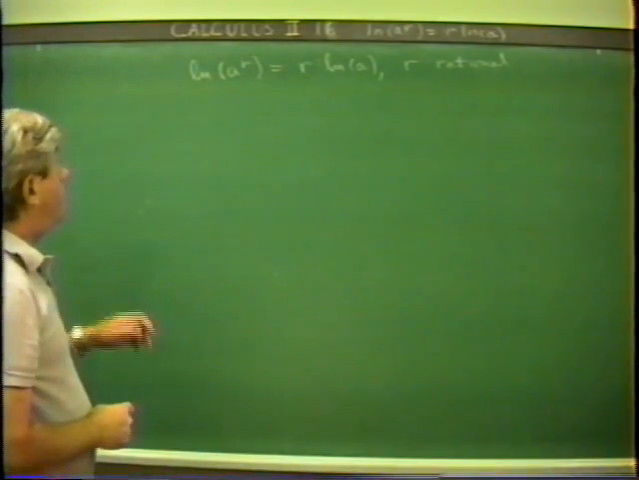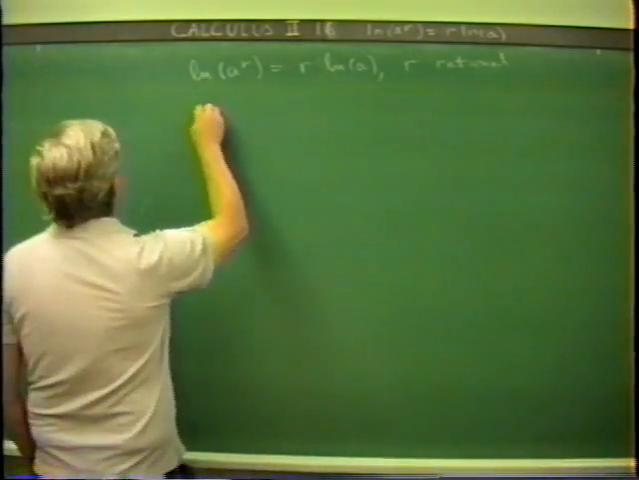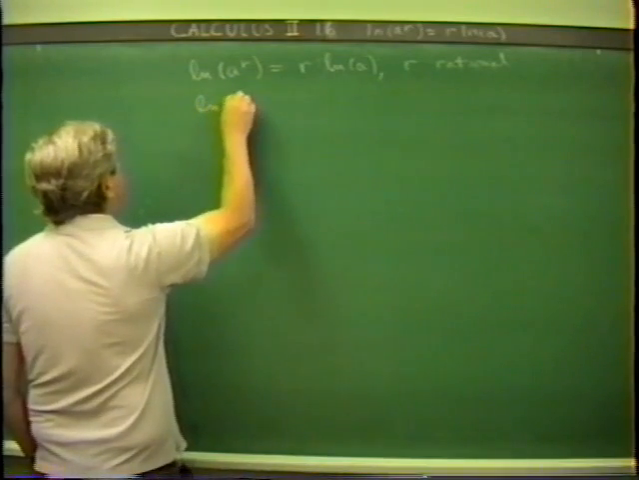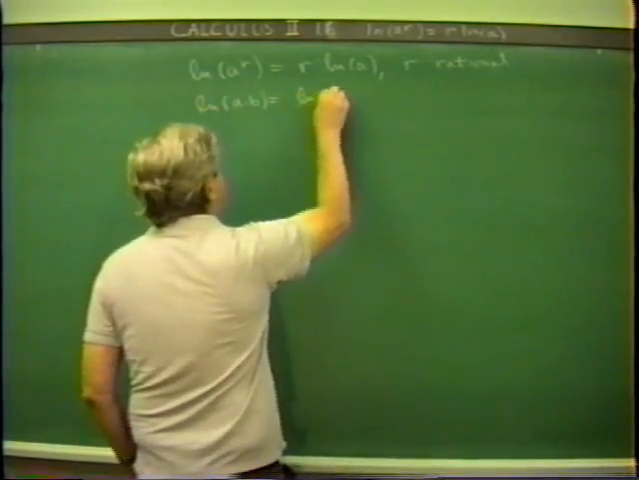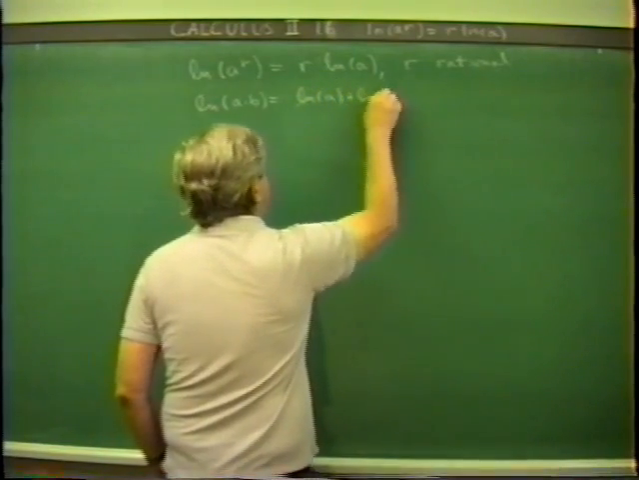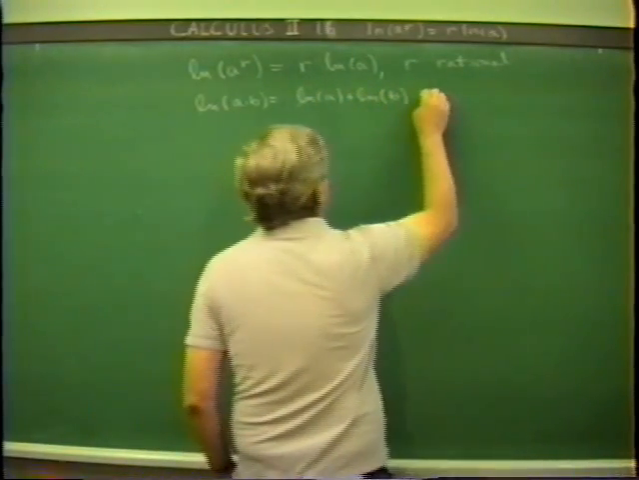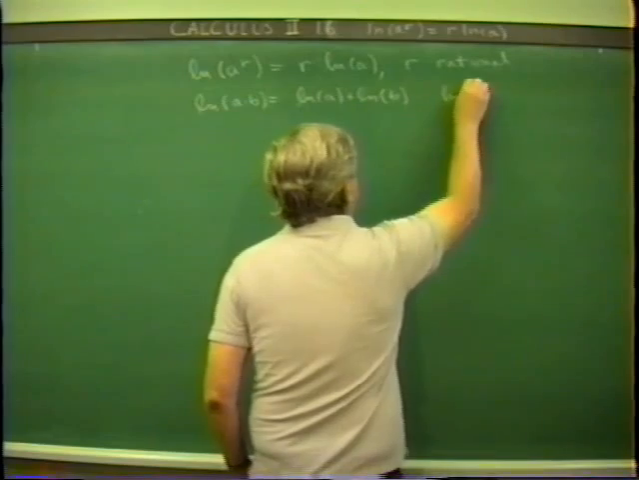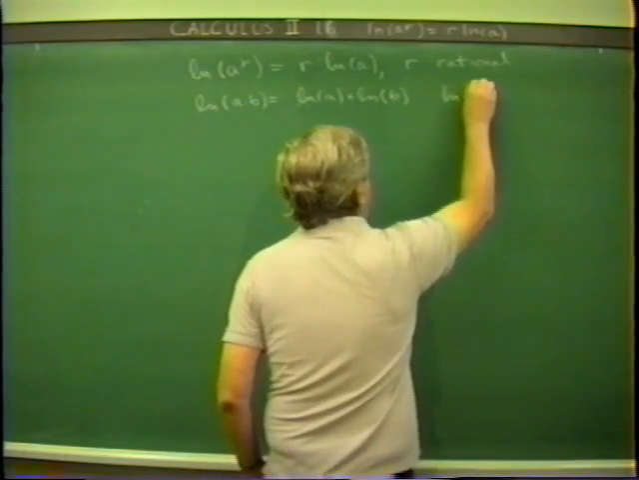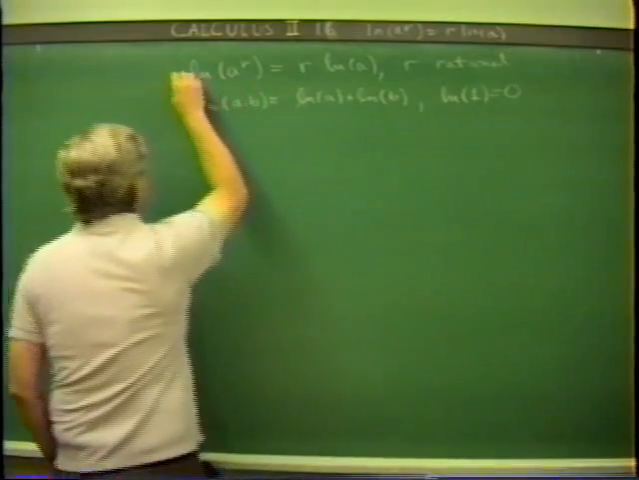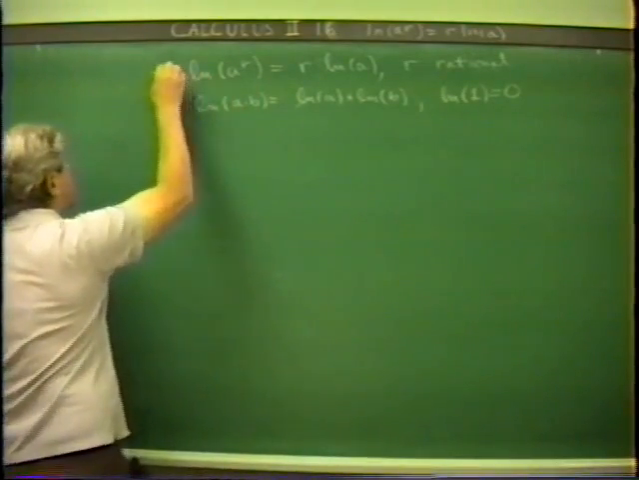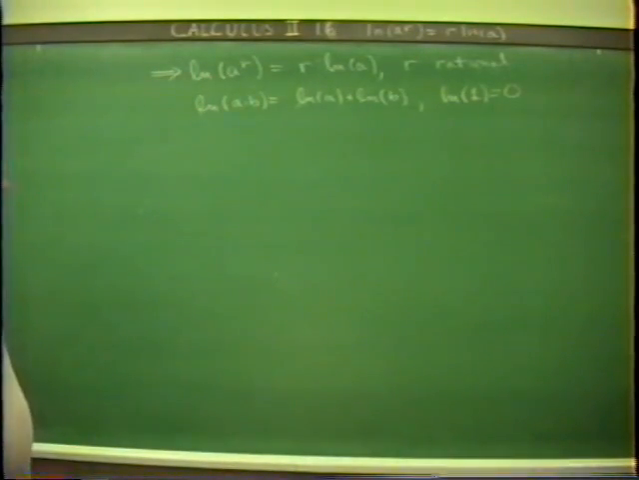Okay? And we'll use over and over again the property here that the logarithm of a times b is the logarithm of a plus the logarithm of b in order to get this. Right? And also we know that the logarithm of 1 is 0. So we already have these two properties. We want this one right here.